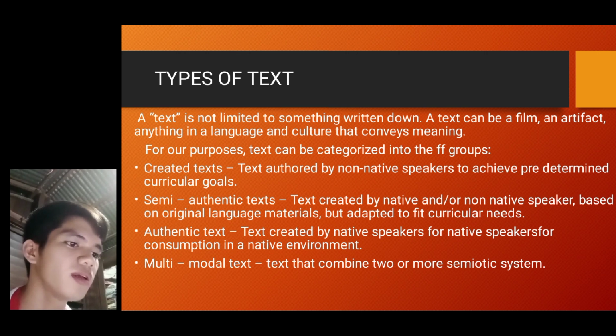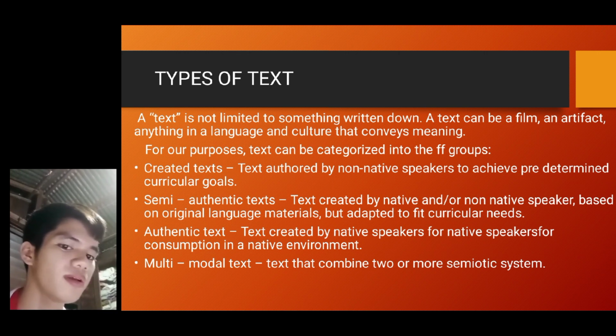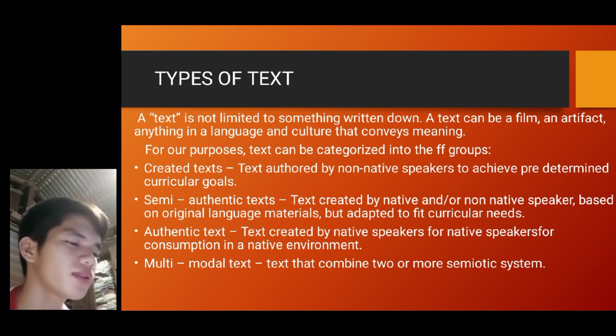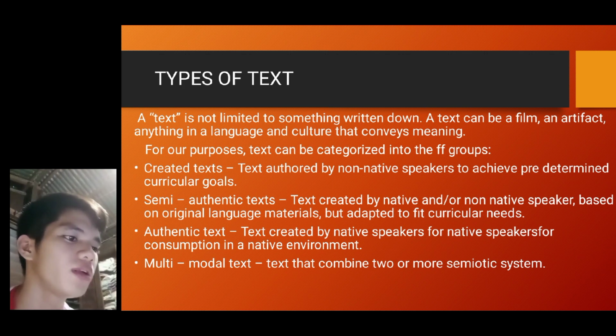Authentic text. Text created by native speakers for native speakers for consumption in a native environment. Authentic text may be thought of as any text that was written and published for the public. Journal articles, blog posts, and novels are just a few examples. Authentic texts are written for real-world purposes and audiences to entertain, inform, explain, guide, document, and convince.